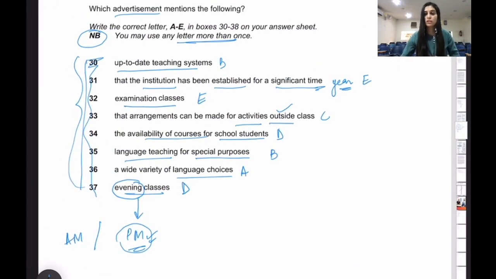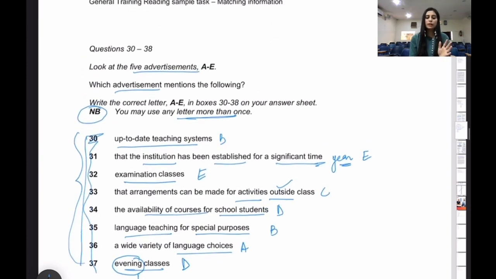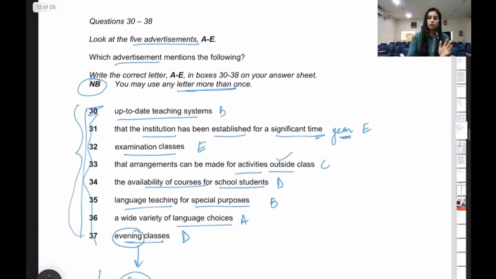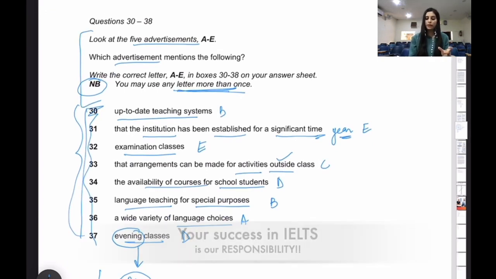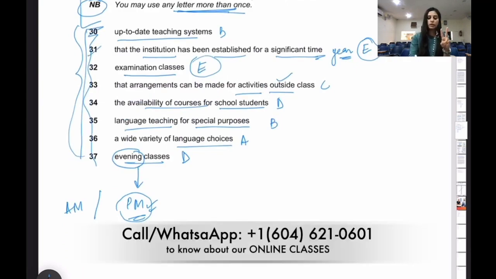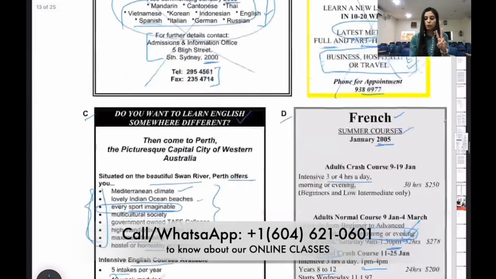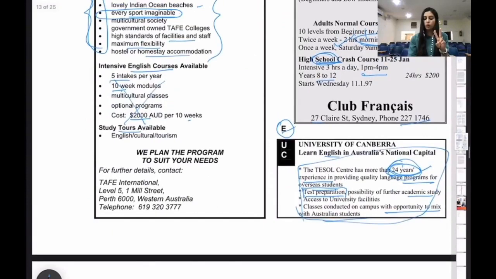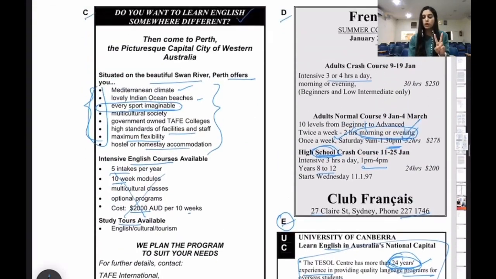This is one of the easiest questions so far that I have solved and I have helped students with. Step 1 is always going through the instructions. We read the instructions carefully. Here more than once we can use the same letter, and if you notice, E has been used twice, which means that two sets of information, 31 and 32, can be found in paragraph E or this particular advertisement.